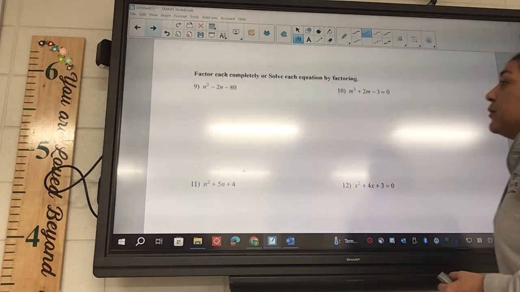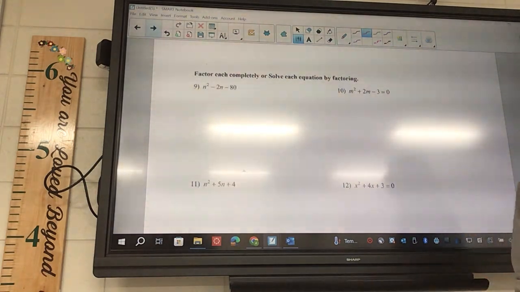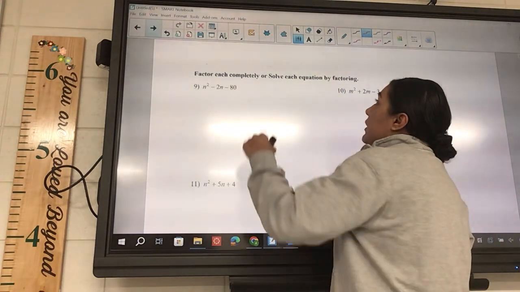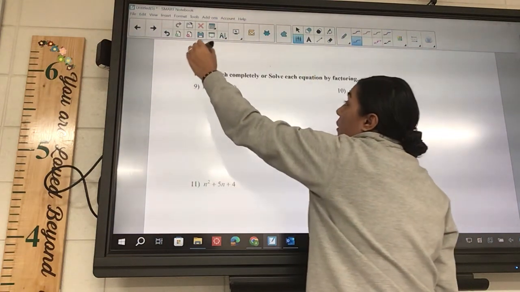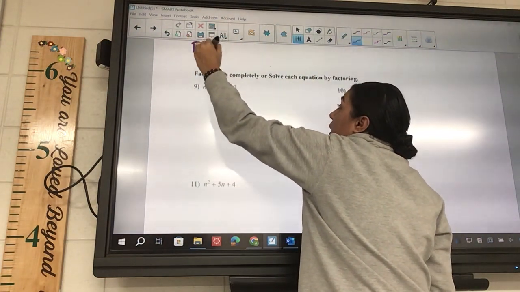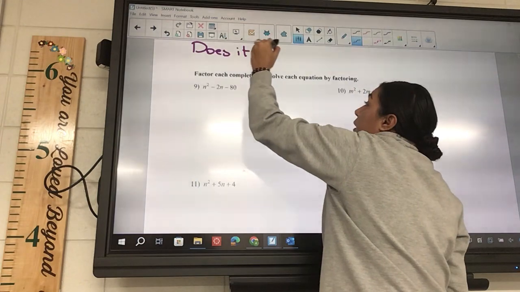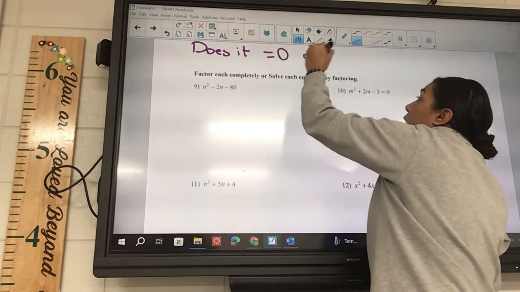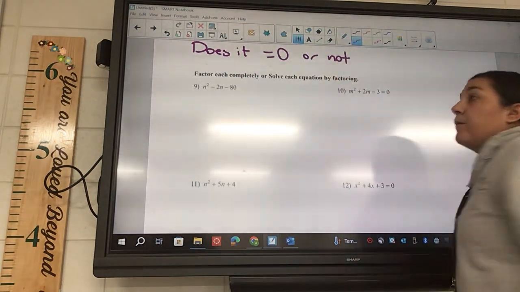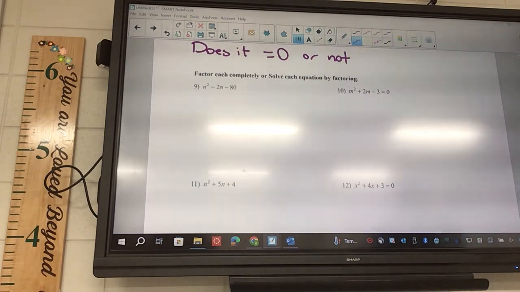Okay, these ones say solve or factor completely. So the one thing you need to keep in mind on your test is: does it equal 0 or not? Make sure you pay attention to whether it equals 0 or not, because that's a matter of if we stop or keep going.